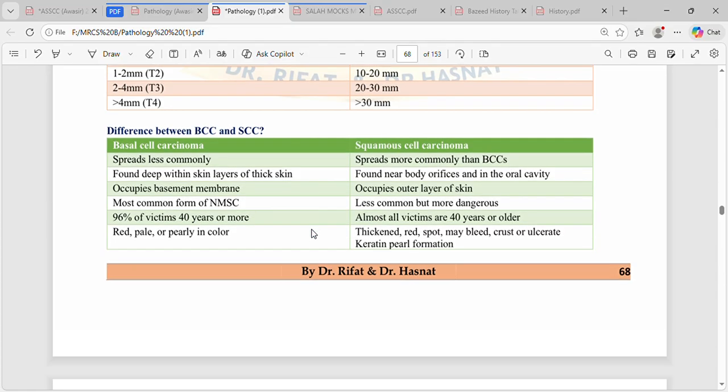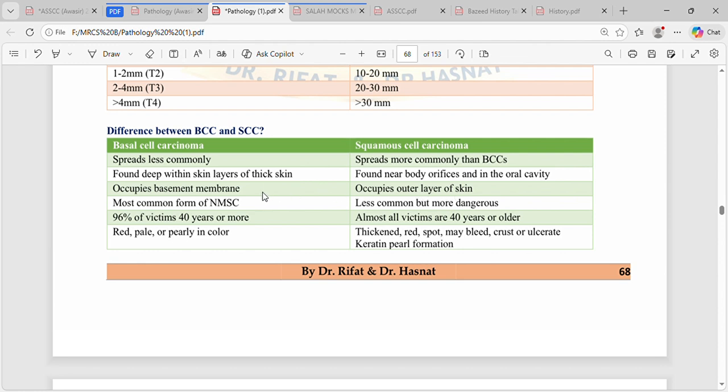Okay, difference between BCC and SCC, basal cell carcinoma and squamous cell carcinoma. Basal cell carcinoma spreads less commonly; it does not spread. Squamous cell carcinoma spreads more commonly. Basal cell is found deep within the skin layers of the thick skin. Squamous cell is found near body orifices, in the oral cavity, near the anus, or near the eyes. Basal cell occupies the basement membrane; squamous cell occupies the outer layer of skin.